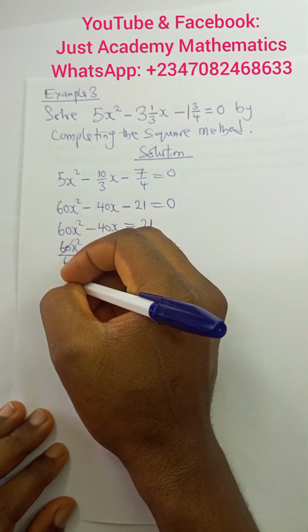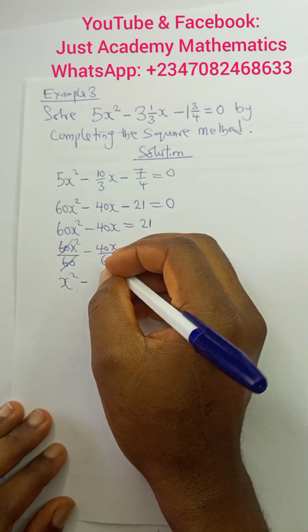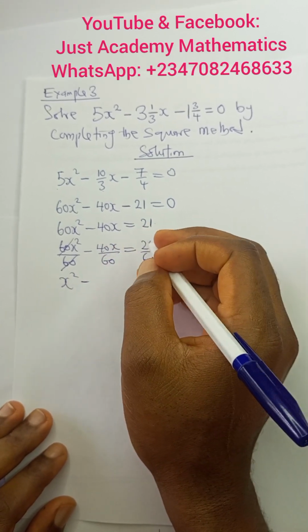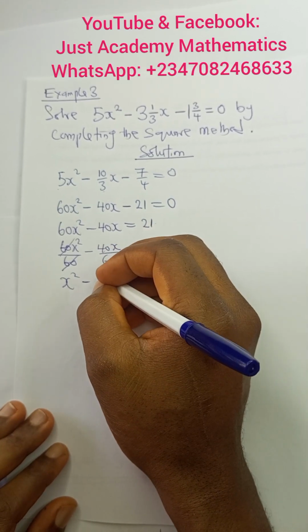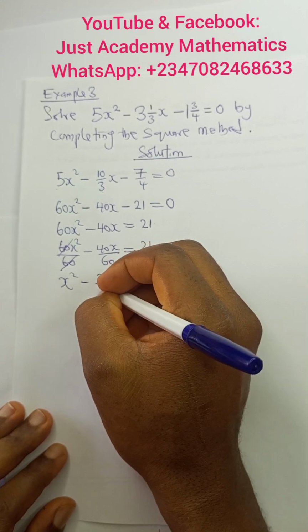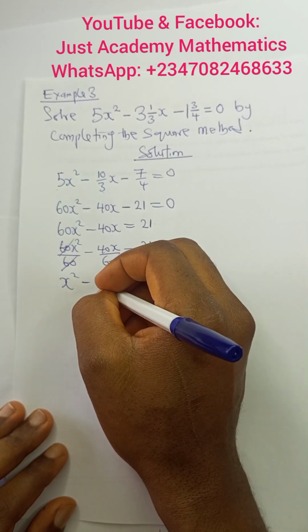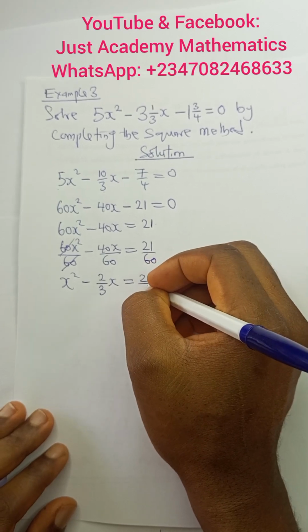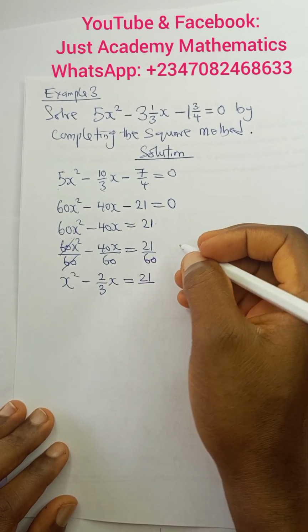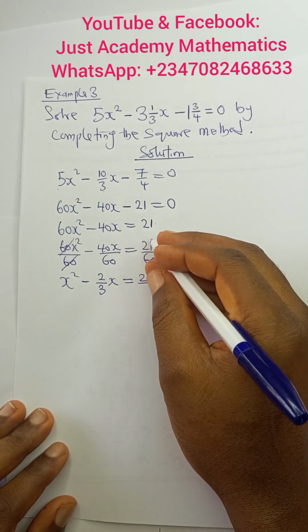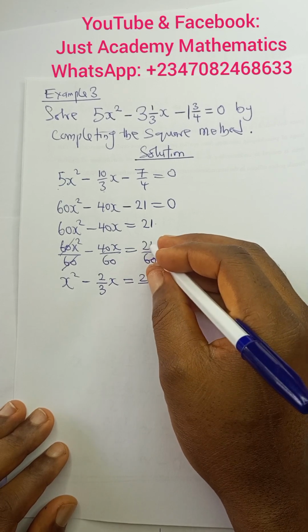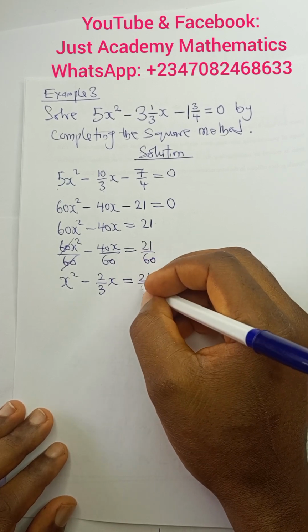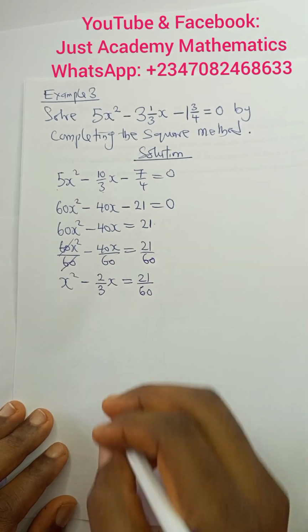So this will cancel this. You have that x squared minus, of course, 10 will cancel 10, and 20 cancel will give us 2 over 3x, is equal to 21 over 60. I think we will have to reduce this. 3 can go here, 7, 3 go here will give us 20. But we'll come back to that.